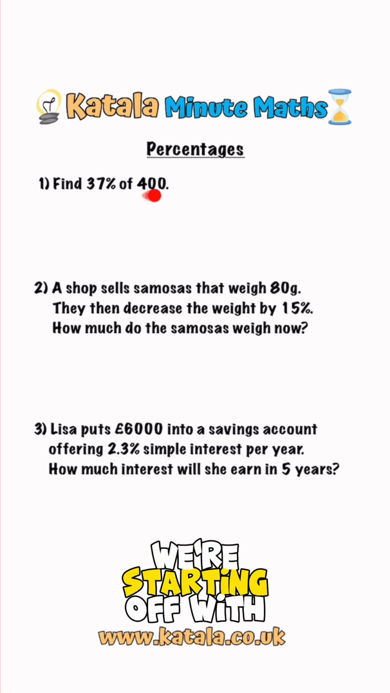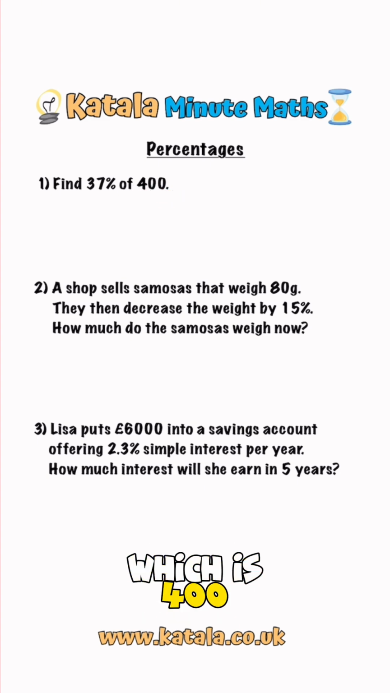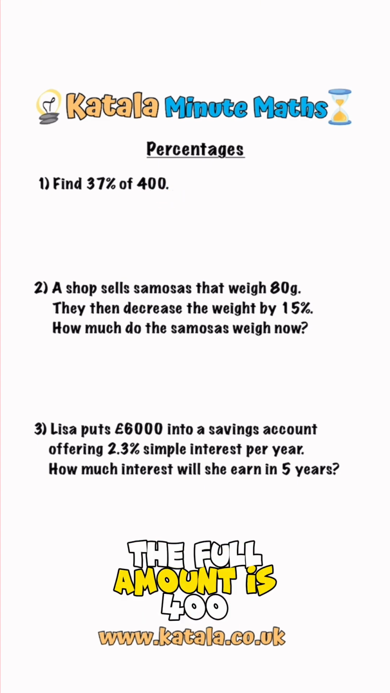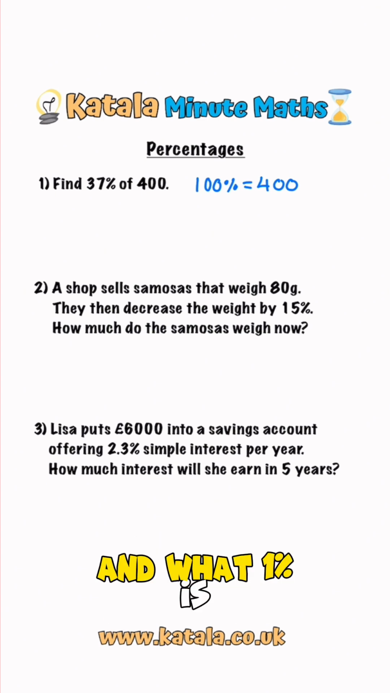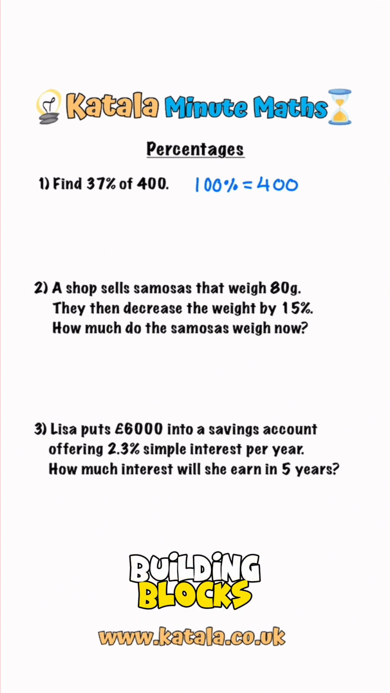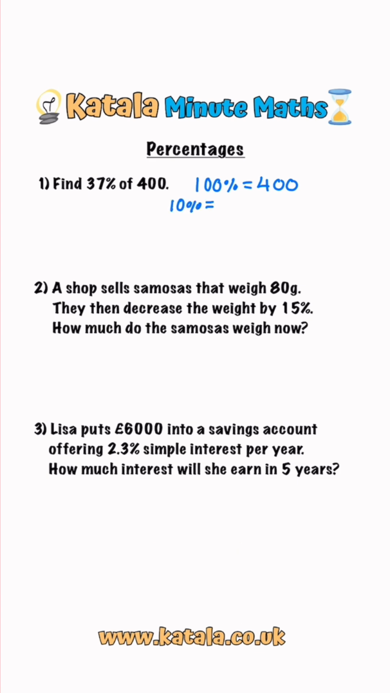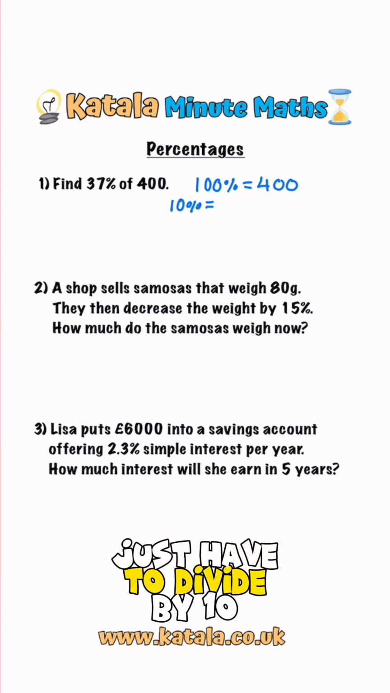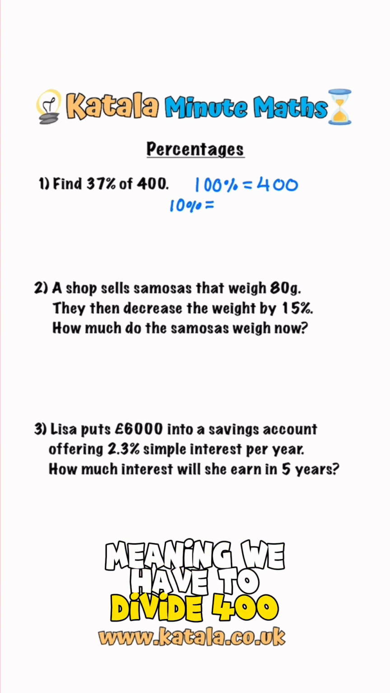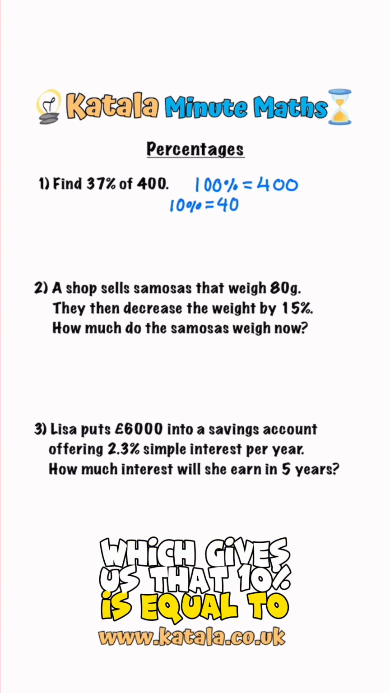So in this case here, we're starting off with our full amount, which is 400. So we can say that 100%, the full amount, is 400. Now from there, I like to then find what 10% is and what 1% is, because we can use those as building blocks to find any percentage we like. So how do we turn 100% into 10%? We of course just have to divide by 10, meaning we have to divide 400 by 10, which gives us that 10% is equal to 40.